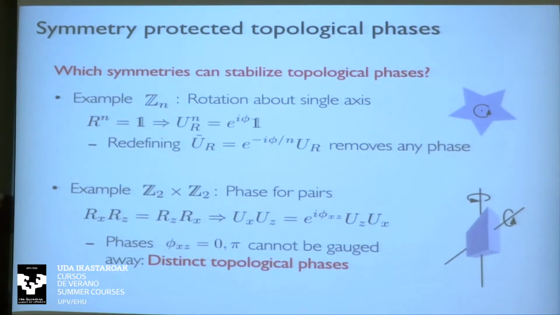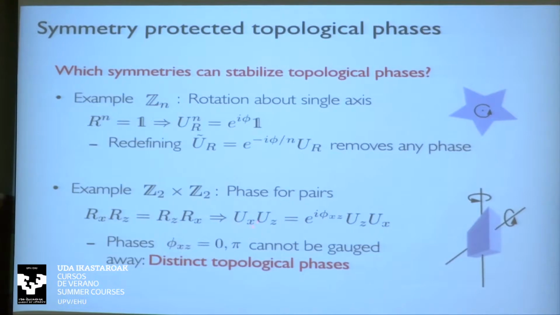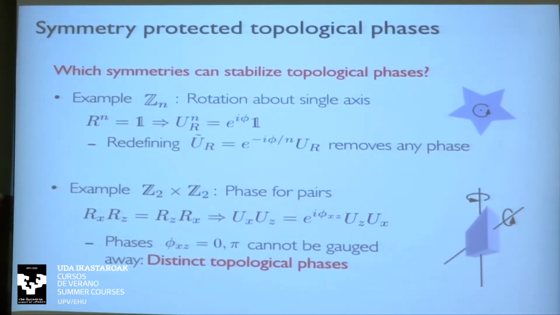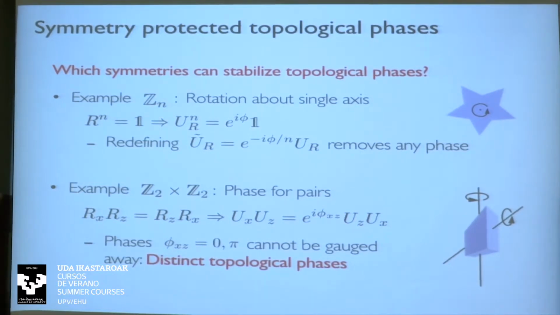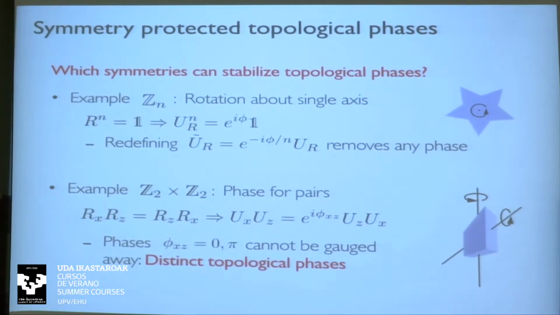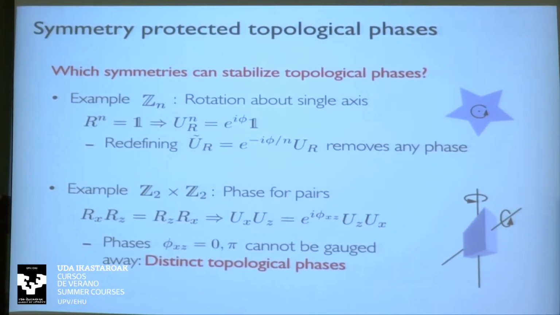But there's now another identity, namely that Rx and Rz commute. So Rx times Rz is equal to Rz times Rx. That allows us to have some other phase factor, namely that Ux Uz is equal to some phase factor times Uz Ux. Because this is an order 2 group, this phase can be either 0 or pi. And this phase factor can no longer be gauged away, because we already used the degree of freedom that we had to fix Rx squared and Rz squared to 1.